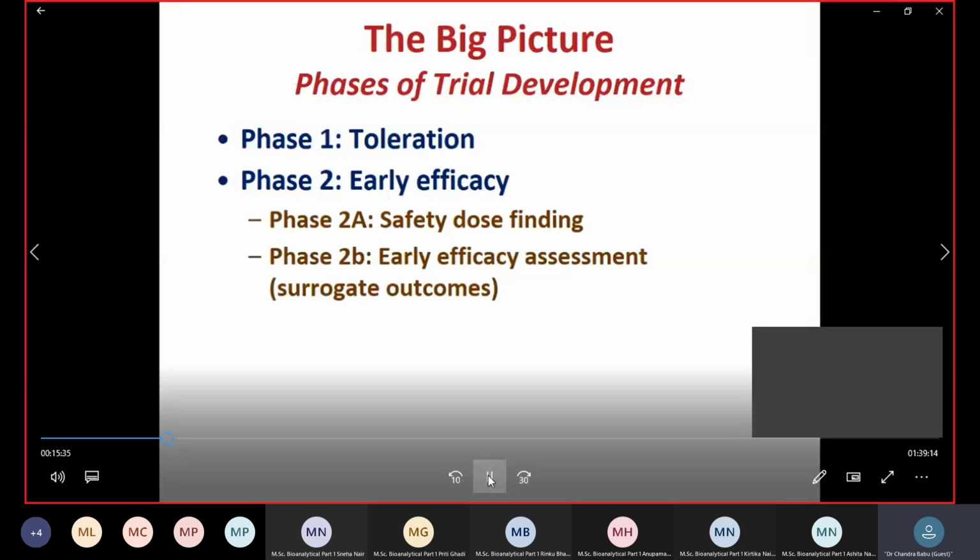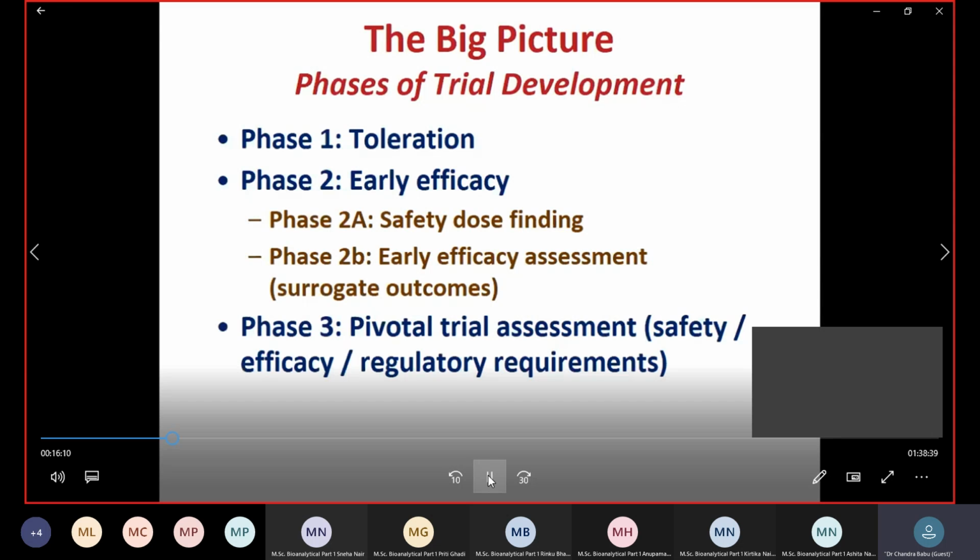The second is early efficacy assessments. That's phase 2B. Okay, early efficacy assessments look at surrogate outcomes. So I'm not going to look to see if we prevent stroke. I'm going to look if we prevent stroke on a CT scan, which is a subclinical stroke. So I'm going to look to see if it stops progression of carotid atherosclerosis. Because if a phase 2 trial had the same outcome as a phase 3 trial, it would be called a phase 3 trial, okay? Then finally, what we're talking about today is the pivotal trial.